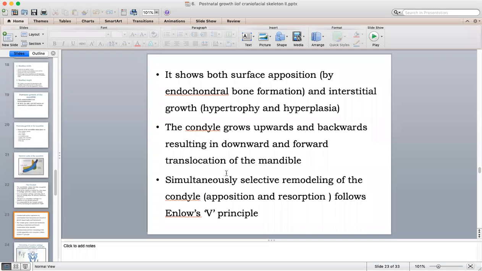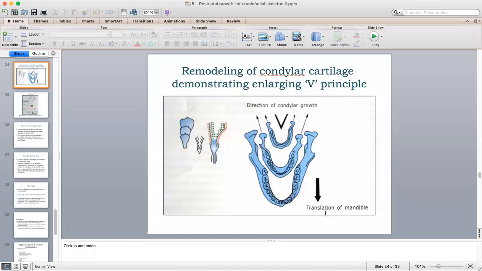Now there is also a selective remodeling in the condyle, which gives it a particular shape, and it follows the V principle as given by Enlow. So this is how the growth of the condyle occurs, and it enhances the growth of the mandible in the V direction. If you look at the inherent growth of the condyle, that also occurs in a V pattern as shown in this picture.